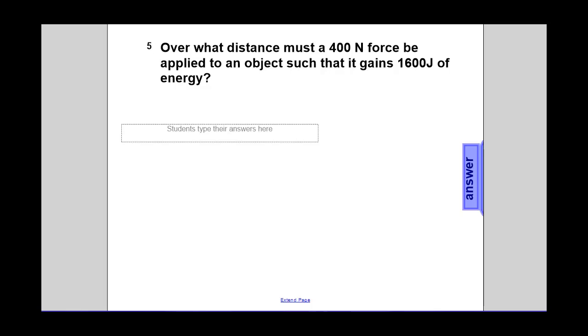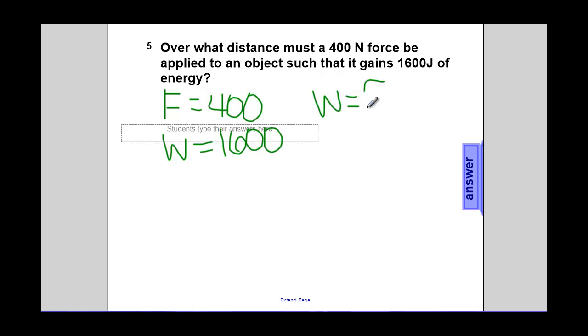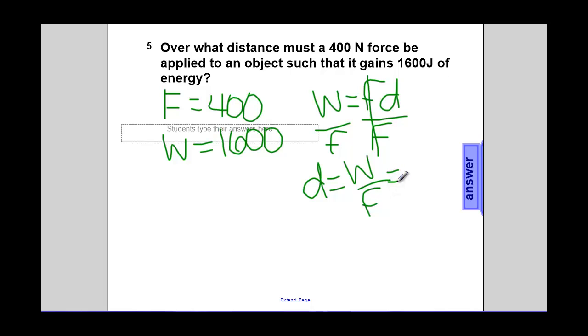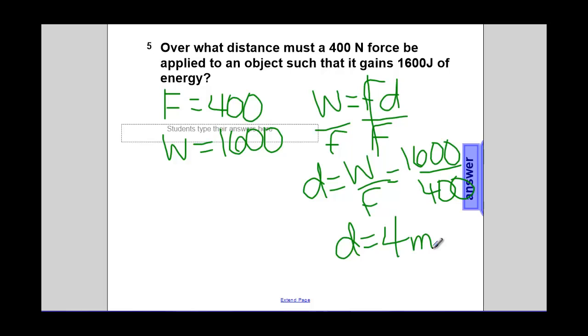Next, they want to know distance. They're giving us our force is 400. An object that gains 1600 joules of energy, so our work is 1600. So again, work equals force times distance. This time we're dividing by F to get the D by itself. So now we've got D equals W over F, which gives us 1600 over 400. So now our D equals 4 meters.